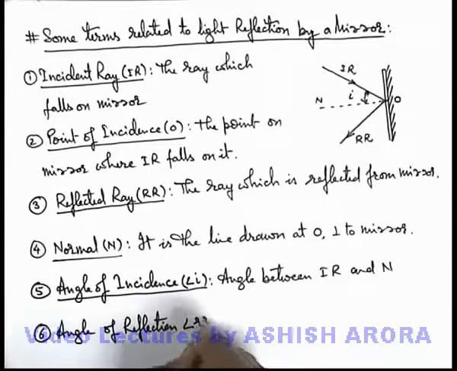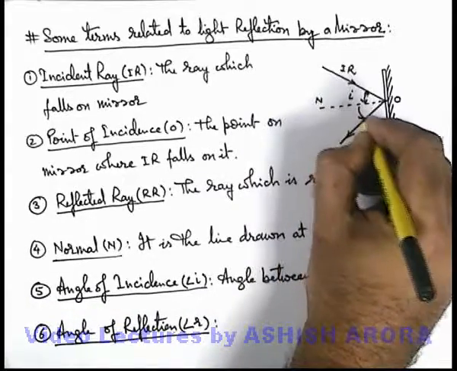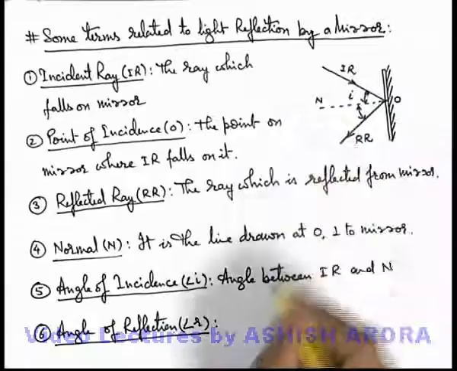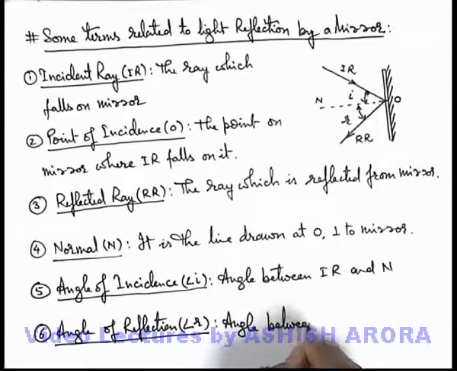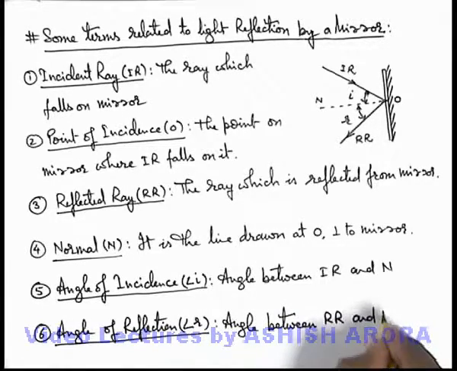Another similar term is the angle of reflection, which is denoted as angle R. This is the angle between the reflected ray and the normal. So it can be written as the angle between the reflected ray and the normal. So this is how some standard terms are defined related to the reflection of light by a mirror. These terms we are going to use in the coming section when we will analyze the light reflection by a mirror.